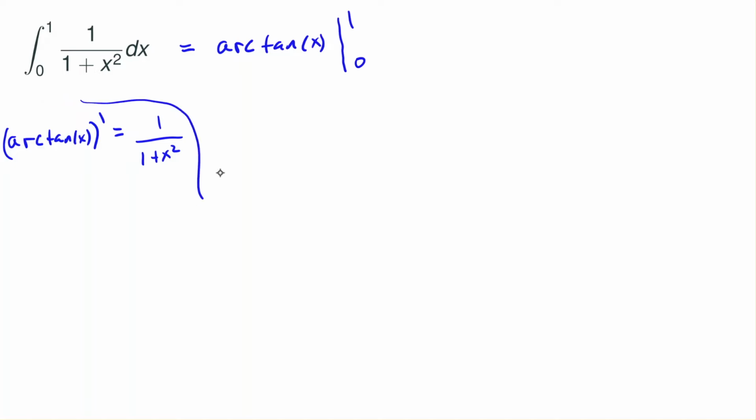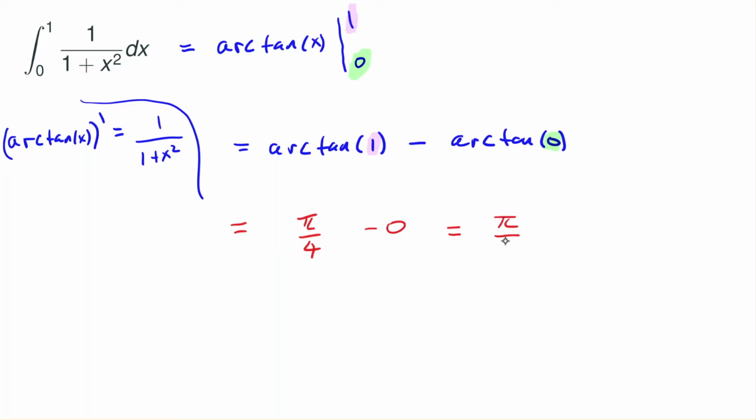So let me do this on the side. Then we plug in this value and subtract from this value. So let's do that. Arctangent of 1 minus arctangent of 0. Okay, so 1 is from here, 0 is from right here. Then we know that arctangent 1 is pi over 4, right? Tangent of pi over 4 gives us 1. And arctangent 0 is 0. So the final answer is pi over 4.